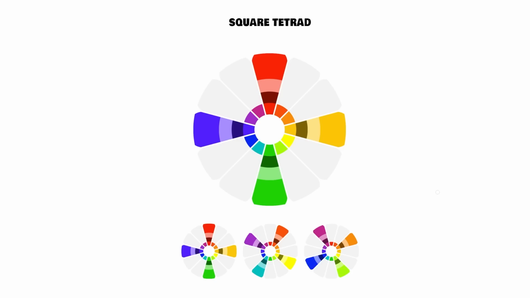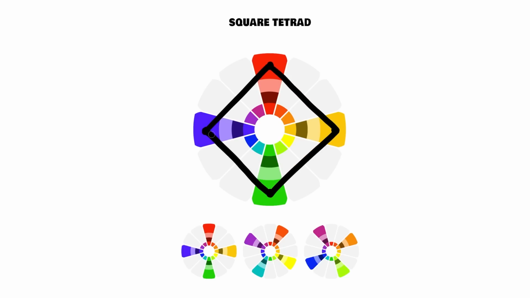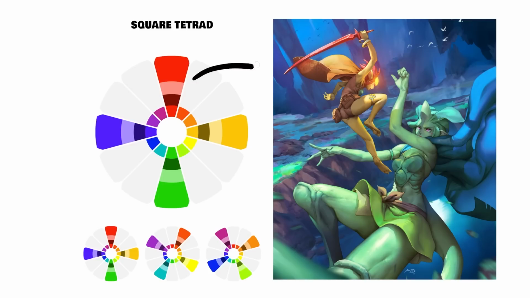The 9th one is called the square tetrad. I think you'll be able to guess the difference before I show you, but this time around, the 4 colors we choose will be at equal distance on a chromatic circle. Basically, it gives us the 2 most opposite complementary color pairs, and connecting them all gives us a square shape. Hence the name. Boom!